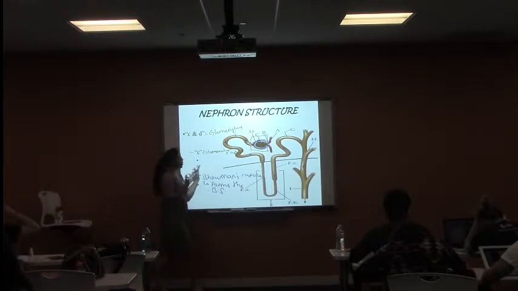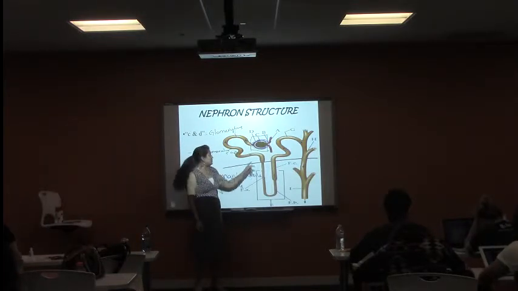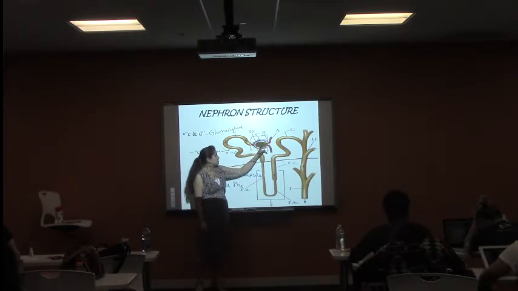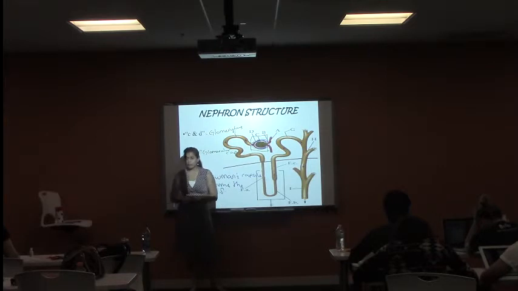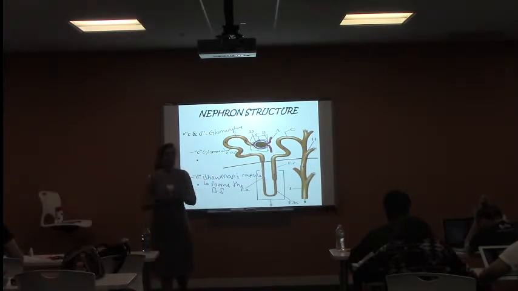So, Bowman's capsule has two layers. One layer that actually touches the glomerular capillaries, which is called the visceral layer. One layer which is farther away, okay, and that is the parietal layer. So between the visceral layer and the parietal layer, you have a space which is called the Bowman space.